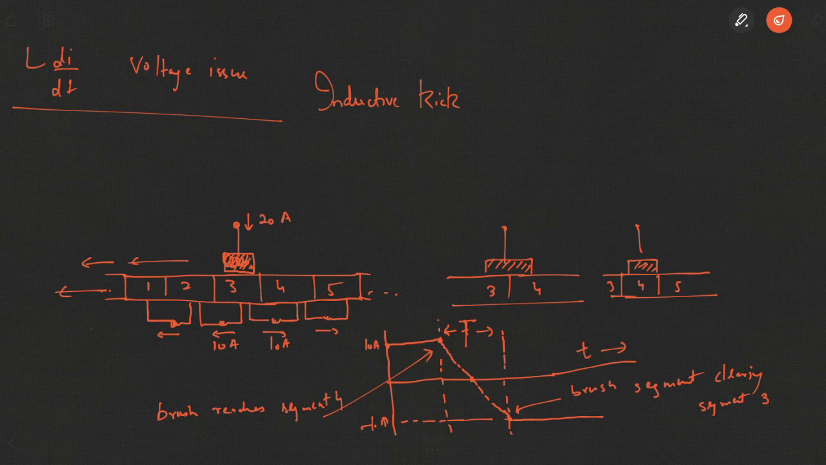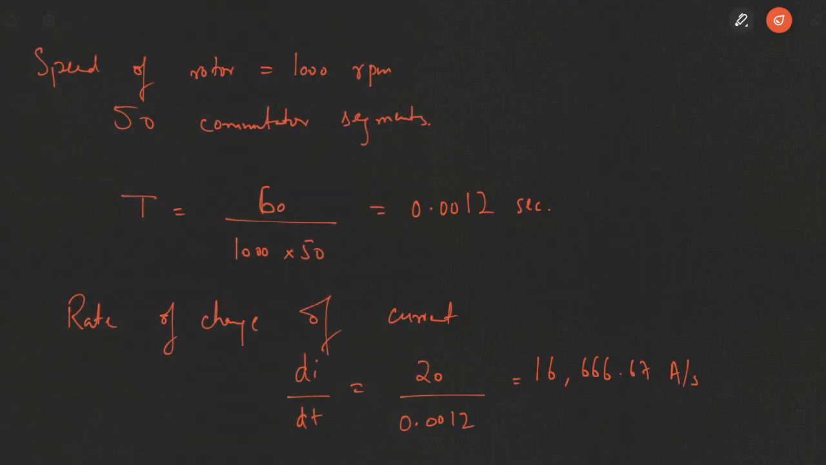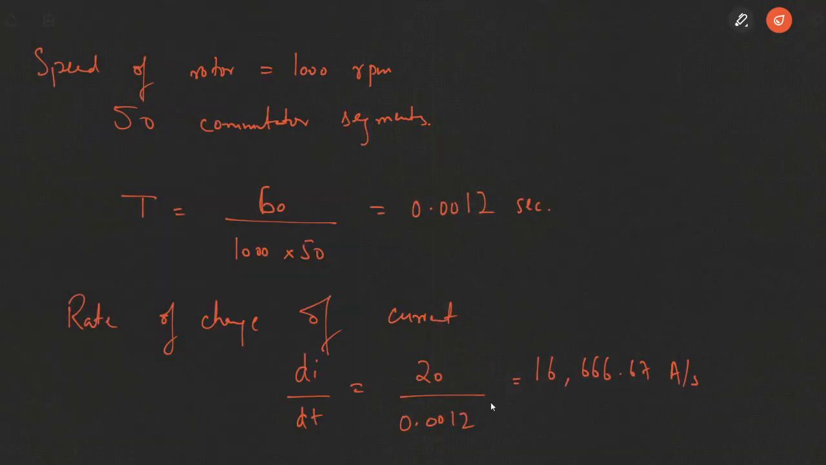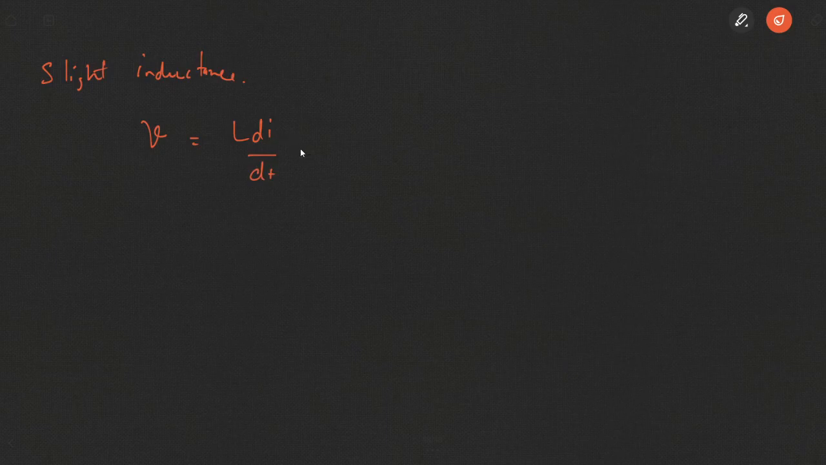Ideally, this is a linear graph, and this should be taking place, but we understand that there will be a slight inductance in this system. Because of that slight inductance in the loop, inductive voltage will be produced, and that voltage will be equal to L di by dt. So even if L is equal to 10 millihenries, because di by dt is very large, at 16666.67 amperes per second, this voltage will be significant enough and will actually cause the sparking of the brushes.